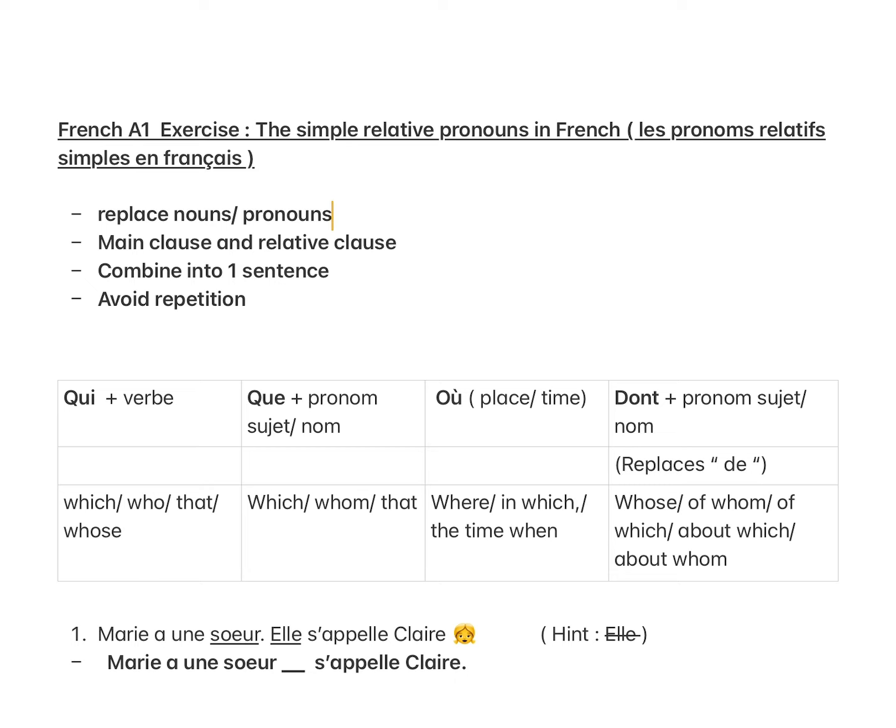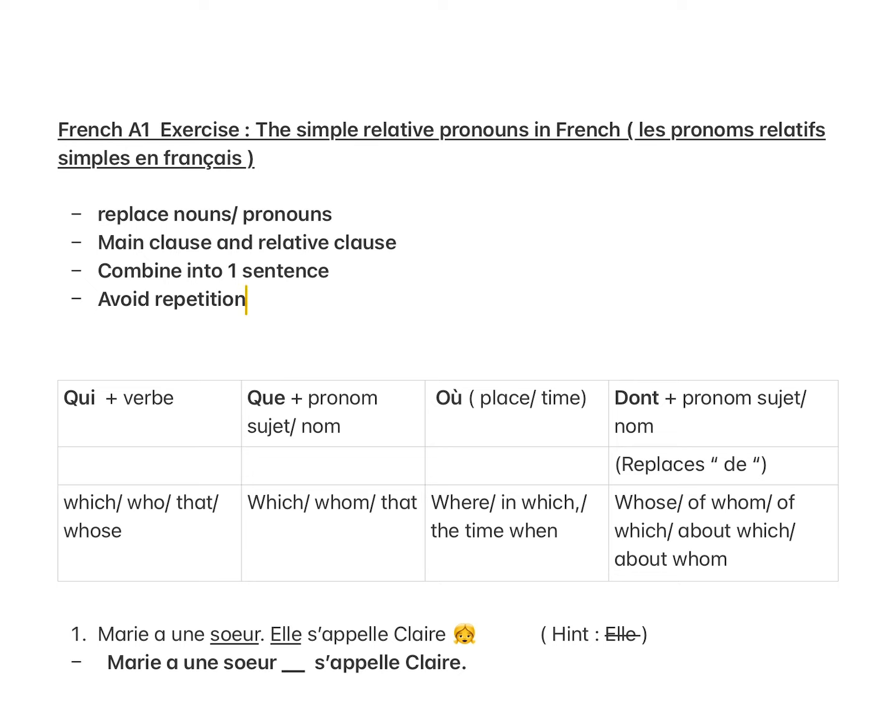The simple relative pronouns, or as in French we say, les pronoms relatifs simples, are used to replace nouns or pronouns that are common in two sentences, one being the main clause and the other being the relative clause. So the simple relative pronouns join the relative clause with the main clause, ultimately combining them into one single sentence while avoiding the repetition of the noun or of the pronoun.